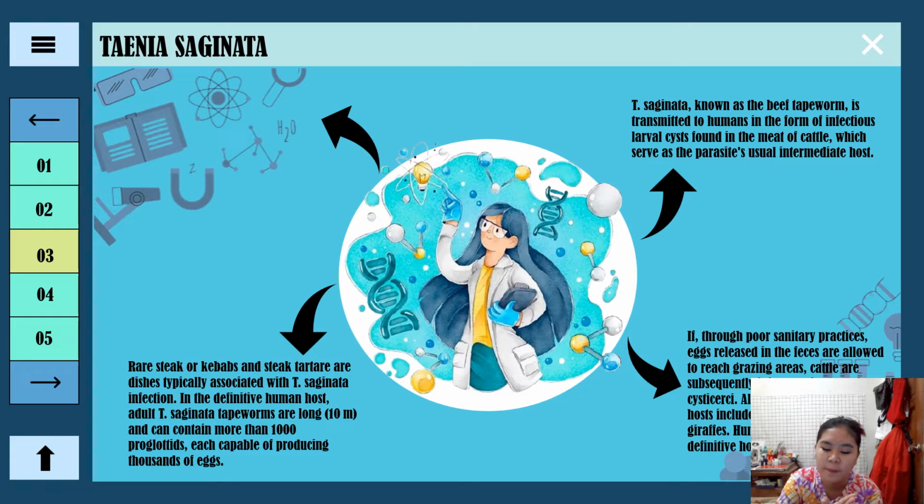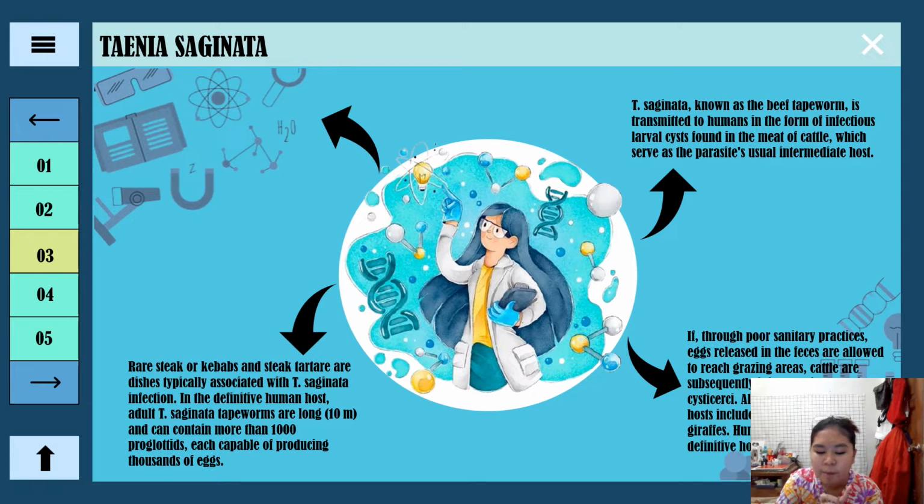In the definitive human host, adult T. saginata tapeworms are long, 10 meters long, and can contain more than 1,000 proglottids, each of it capable of producing thousands of eggs. So there are really a lot of eggs already.